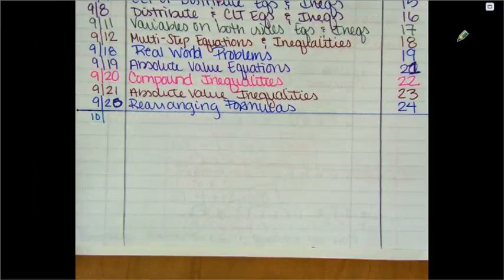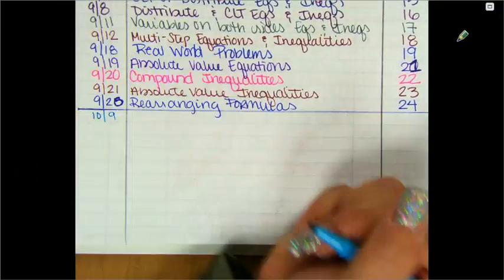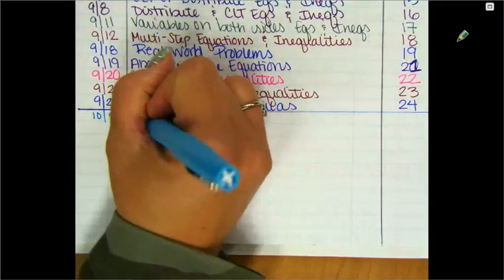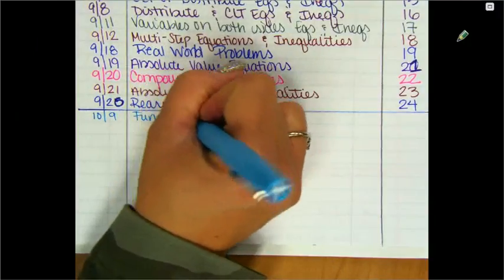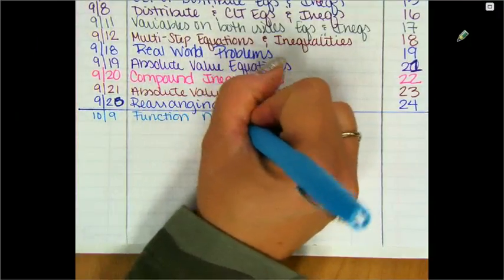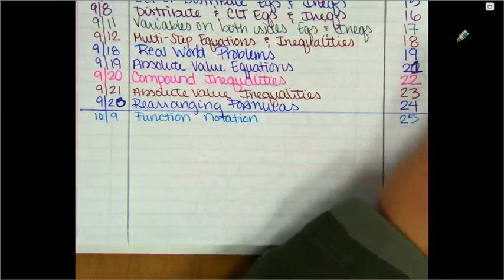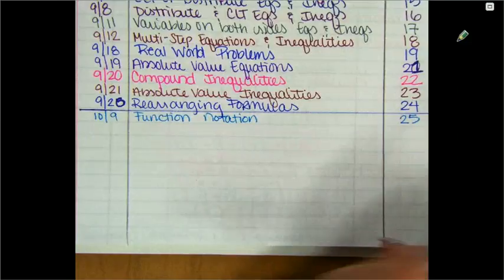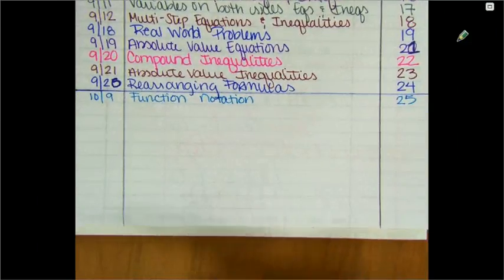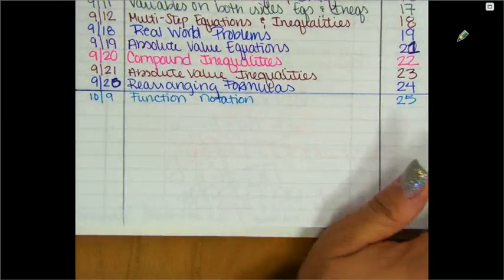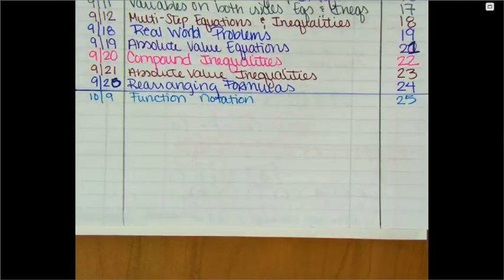What is today? 9? Function notation. Alyssa, that's all you. Bless you. Or Destiny can get it next time. Function notation.